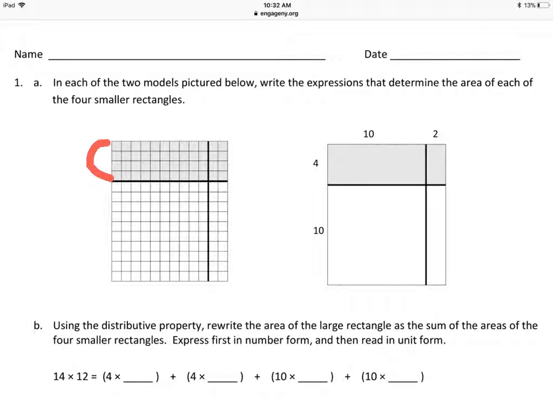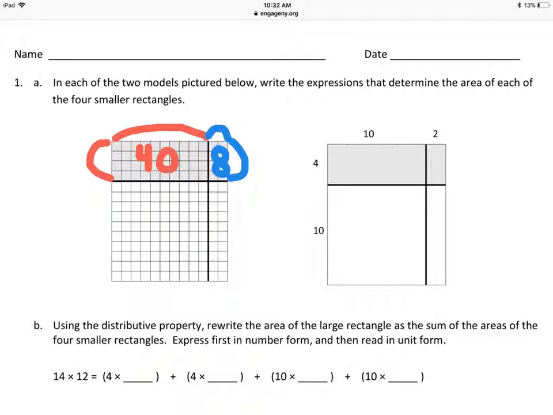As you can see, this goes up 4, multiplied by 10. This is 10 across. And 10 times 4 is 40. So there actually are 40 squares in that box. Now we go over. We'll do 4 times 2. There is 4 up and 2 across. 4 times 2 is 8. And if you count those, there are 8 in that box.